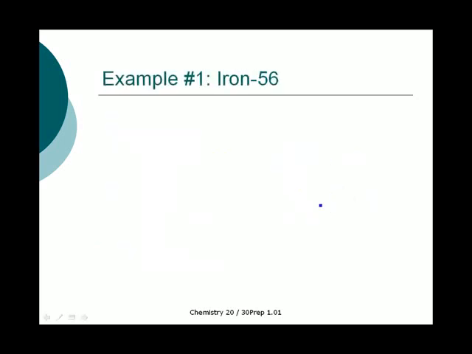If we look at the element iron 56, this 56 tells us the atomic mass of our element. So it's the mass of one atom, so it's 56, and it's equal to the number of protons plus the number of neutrons inside one element or one atom of this element.